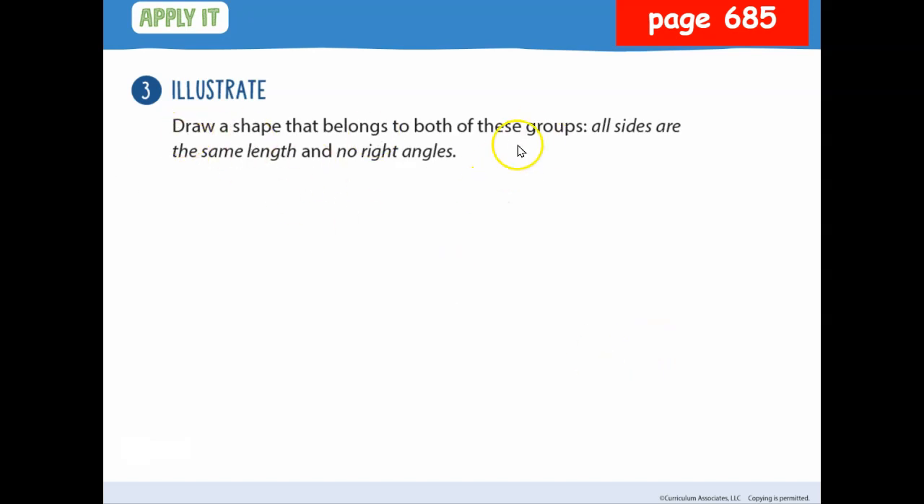Okay. Do this one right here for me. It says draw a shape that belongs to both of these groups. You ready? Both of these groups. Underline this. All sides are the same length, but no right angles though. Okay. So draw me a shape. Go.